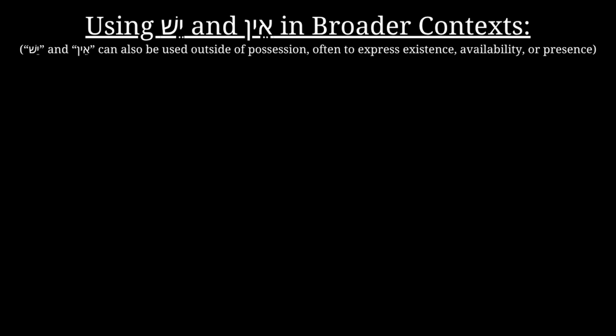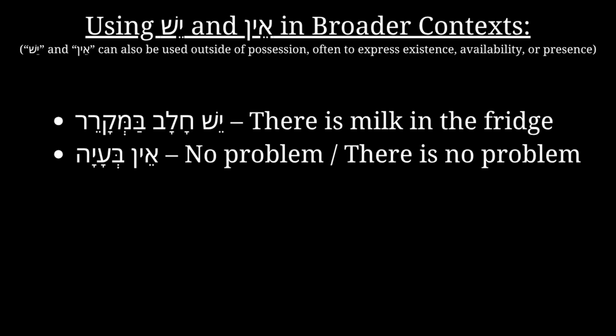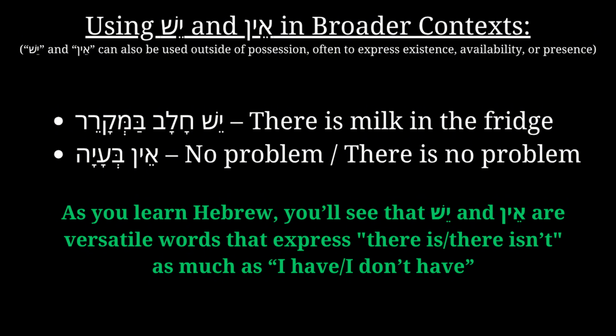At last, yesh and en can also be used outside of possession, often to express existence, availability, or presence, like yesh chalav bamekarer. There is milk in the fridge. En be'aya. No problem, or there is no problem. In conclusion, as you learn Hebrew, you'll see that en and yesh are versatile words that express there is and there isn't as much as I have and I don't have. So, this is how the verb to have and possession fully work in Hebrew.